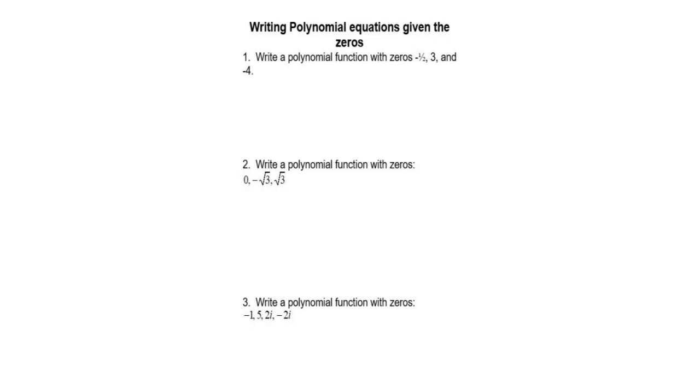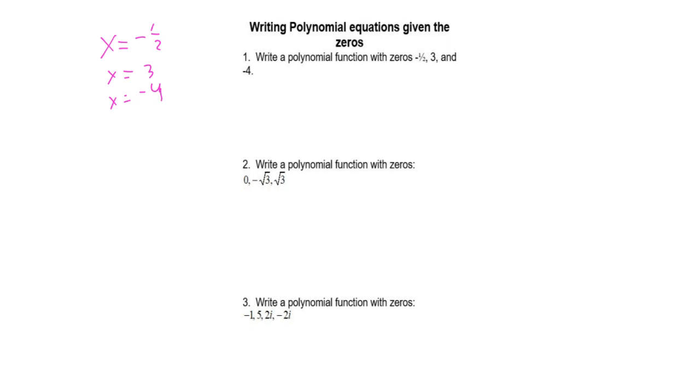All right, now for the last bit. Writing polynomial equations given the zeros. So if we want to write a polynomial function with zeros of negative 1/2, 3, and negative 4, we start off basically saying that these are the x values we care about. So x is equal to negative 1/2, x is equal to 3, and x is equal to negative 4.